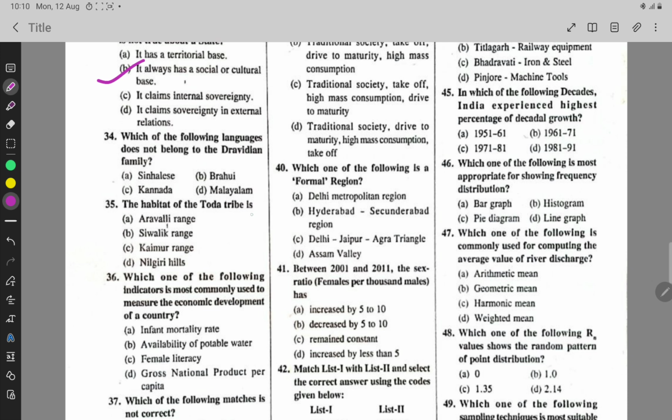Habitat of the Toda tribe is the Nilgiri Hills. In the Aravalli range, we have tribes like the Meena tribe, Bhil, etc. And in the Shivalik range, one Gujarat tribe is there. In Kaimur Hills, we have Bhars, Cheros, and Kharwal tribes.